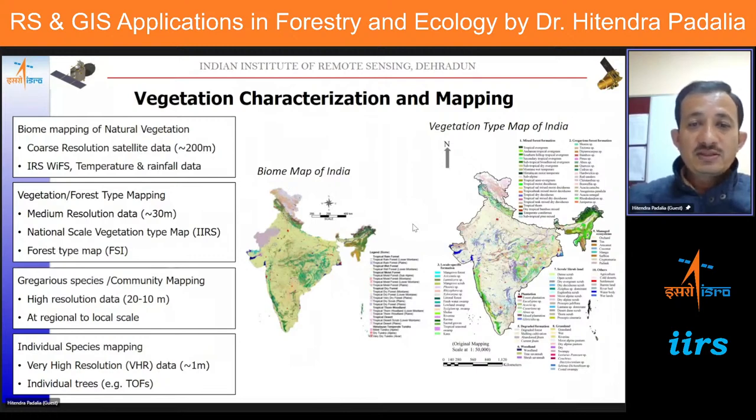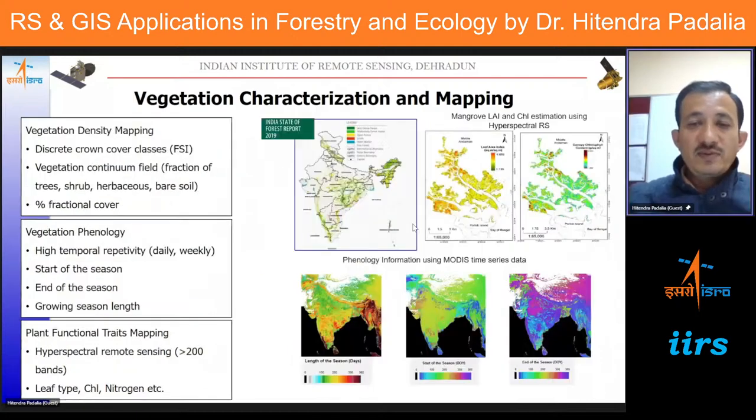And it is done at different scales. If you do it for biomes, then it is a coarser scale. If you do it for vegetation types, then a relatively finer scale, at which our forest management practices are done. And then an even finer scale, where we have community and species level mapping, etc., carried out with very high resolution remote sensing data.